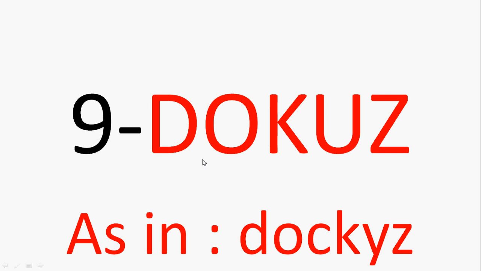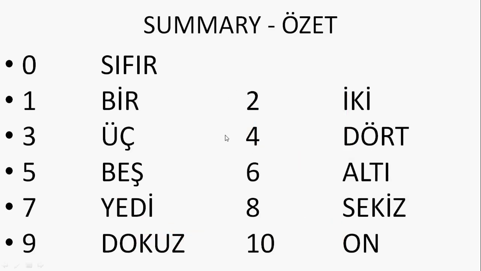So here, dokuz, dokuz. Maybe this spelling here may help, you know, dokuz. Alright? So here, on, as in English, same as in English, on. But in American English, maybe the pronunciation is like on. Alright? So, on. Okay, now let's summarize these numbers from 0 to 10. Sıfır.